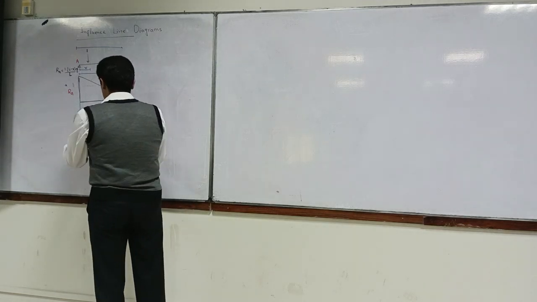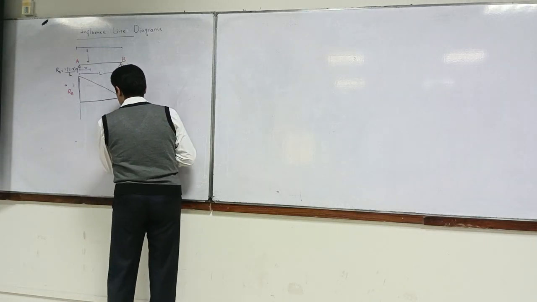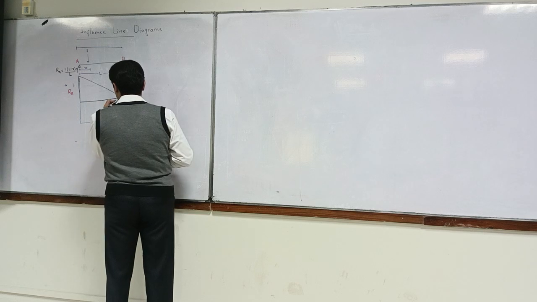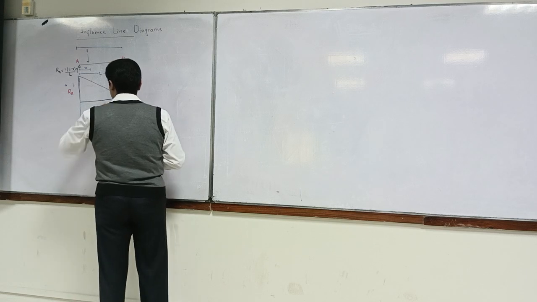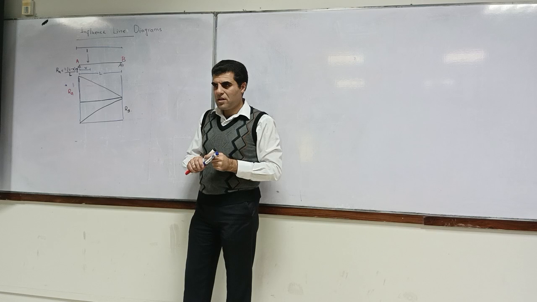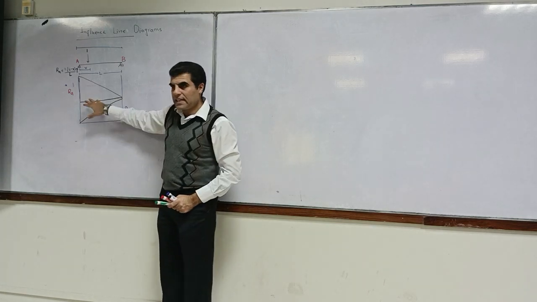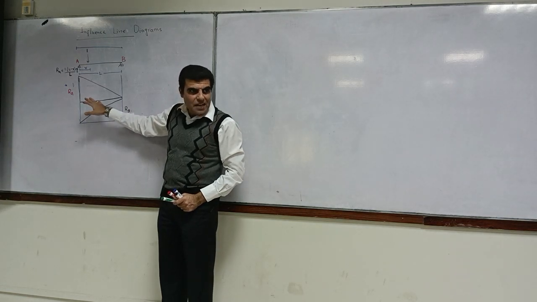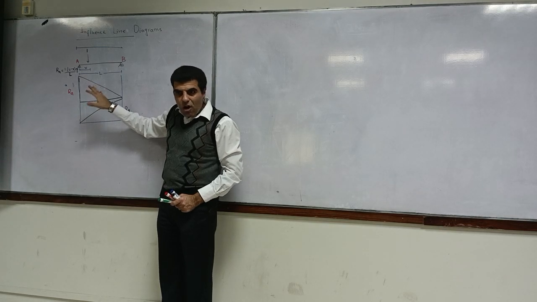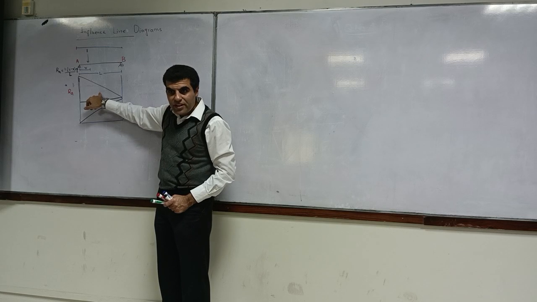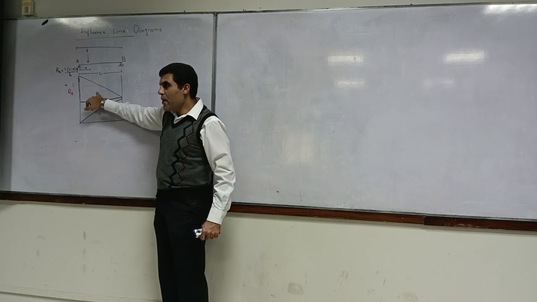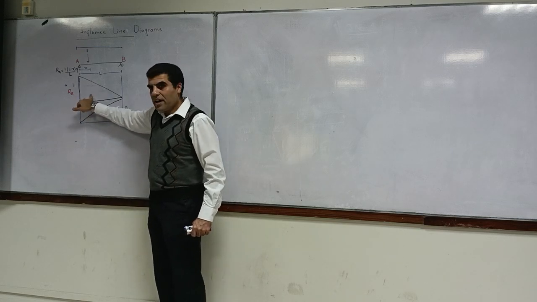And similarly, for RB, we would have the same. So this is something which is called influence line diagram. Okay? This is called influence line diagram for the variable of interest. And what is our variable of interest in this case? The reaction. The reaction is something we are trying to find out. So that is our variable of interest, and this is called influence line diagram.